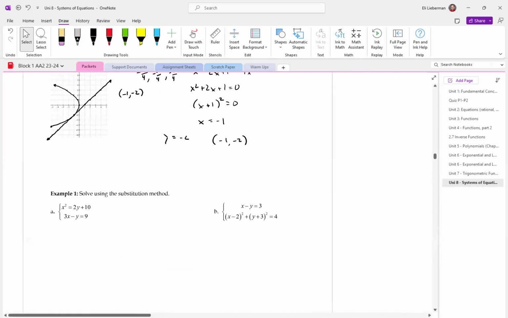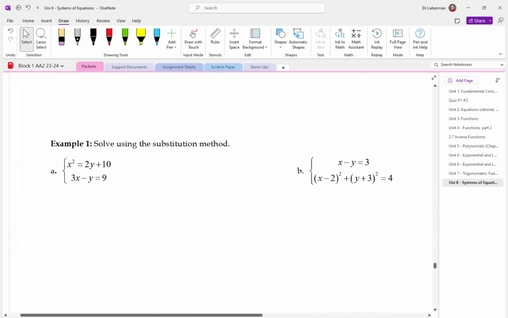Okay, I'm going to recommend that you do not graph these. Go ahead and solve by substitution.